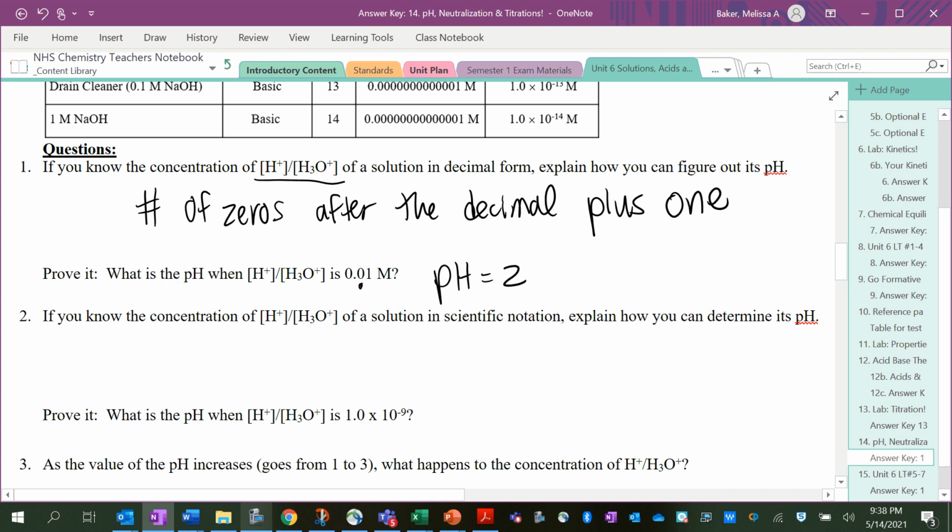What if we know the concentration in scientific notation? What's the pH? So pH is equal to the negative exponent.